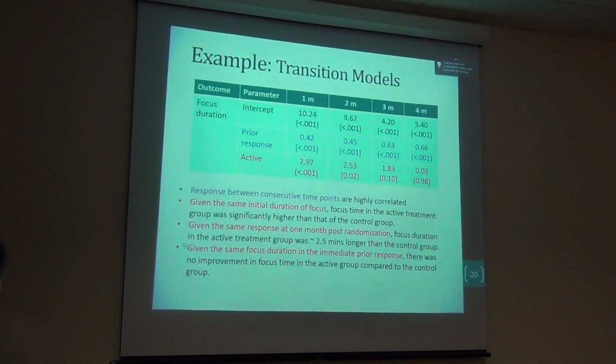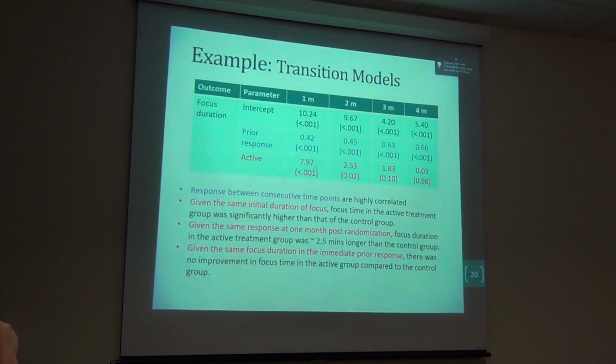In transition models, we build, again, separate models for each time point, conditional on the response from the previous time point. So in this example, the outcome, of course, is the duration of focus at 1 month, at 2 months, 3 months, and 4 months. And these are 4 separate models. For each model, we adjust for the response from the immediately prior time point. So at 1 month, we adjust for the measurement at randomization.